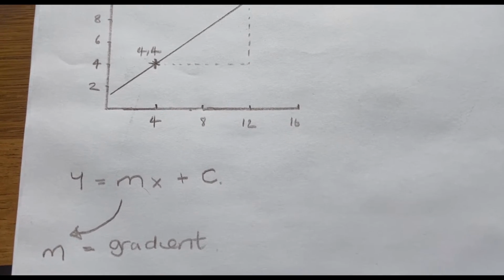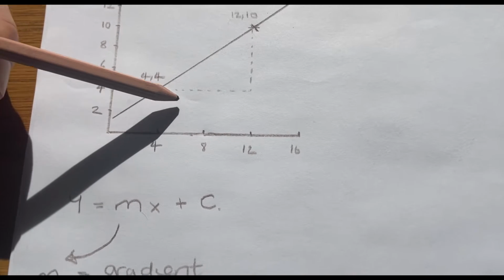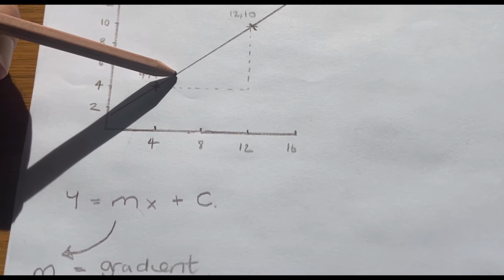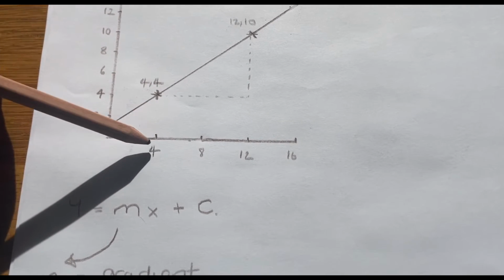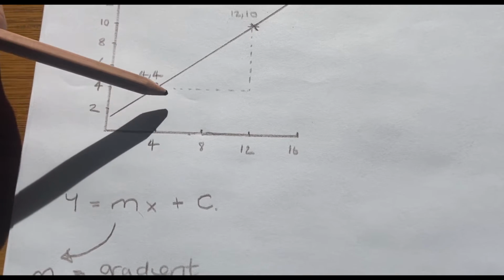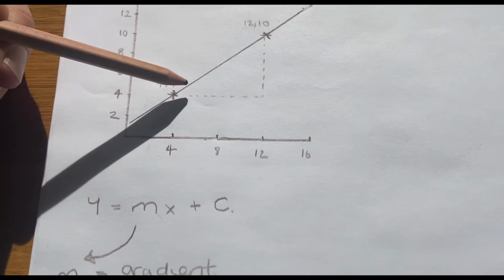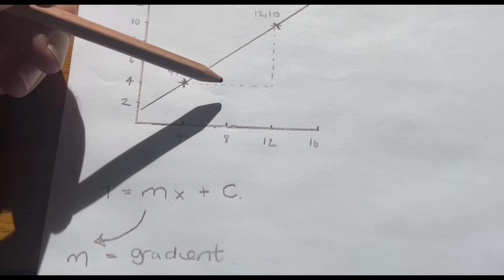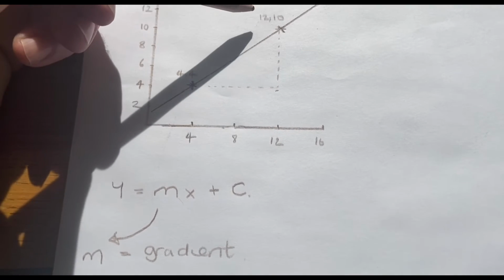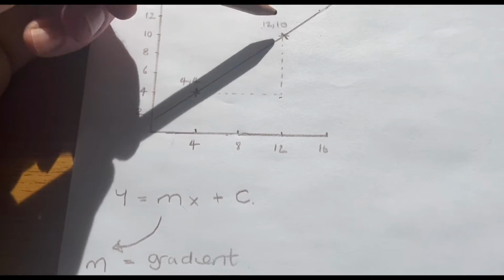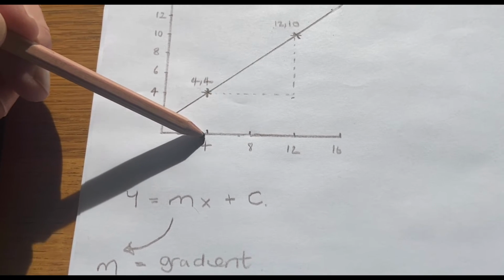As reference, the gradient is, for every one movement of the x-axis, how much we either increase or decrease, depending on the straight line graph itself. For every singular movement, so from 4 to 5, how much has the gradient increased on this specific graph? In order to do that, we must take the length of the 2 points, so an x-axis of 12 to the value of 10 and an x-axis of 4 to the value of 4 on a y-axis.